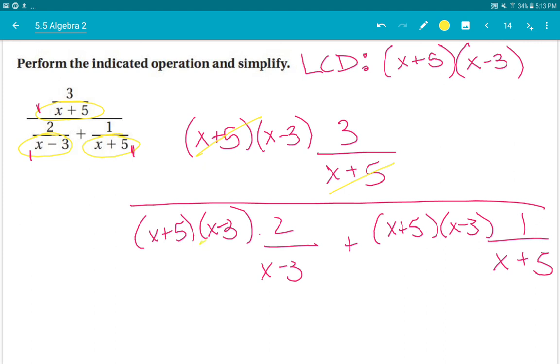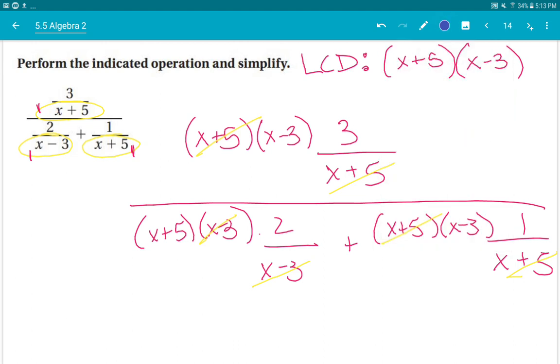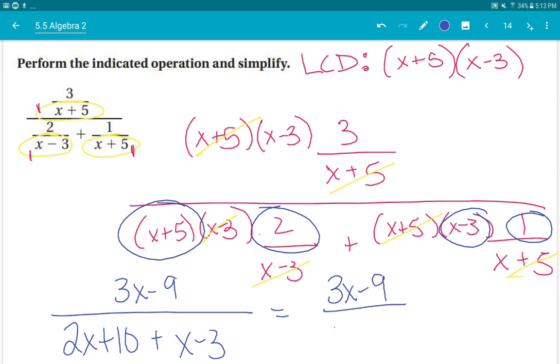All right, so now we simplify. Canceled. Canceled. Canceled. So what do I have here to work with? I have 3 times x minus 3, so that's 3x minus 9, over, I have 2 times x plus 5, so that's 2x plus 10. These two multiplied together give me 2x plus 10. Then I multiply these two together here, so that's x minus 3. So that's going to give me 3x minus 9, over, if I find the sum of the denominator, I get 3x plus 7.